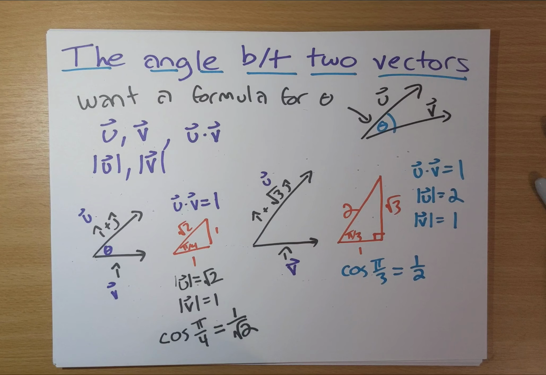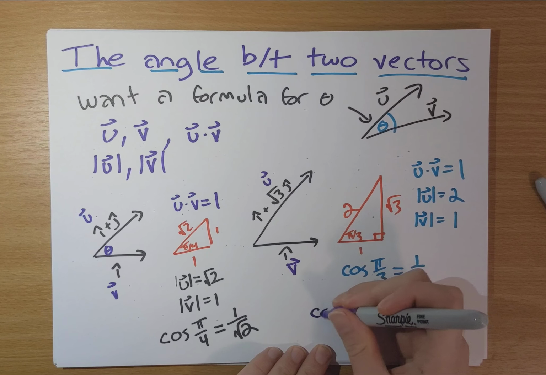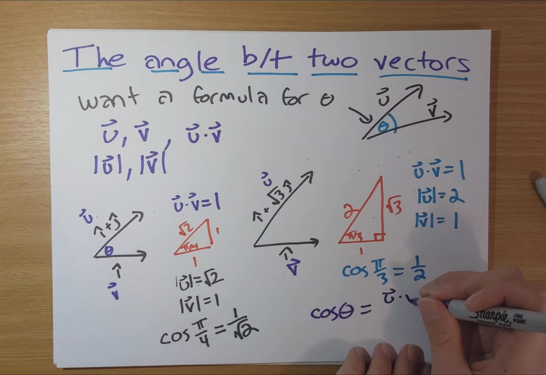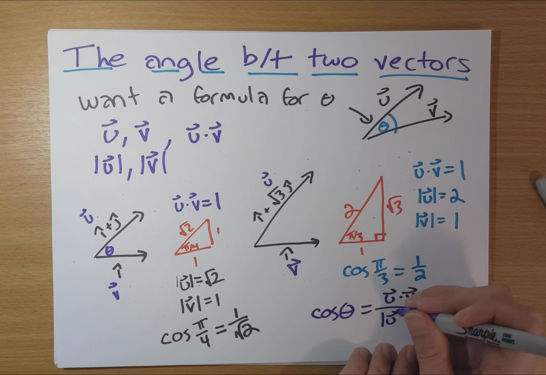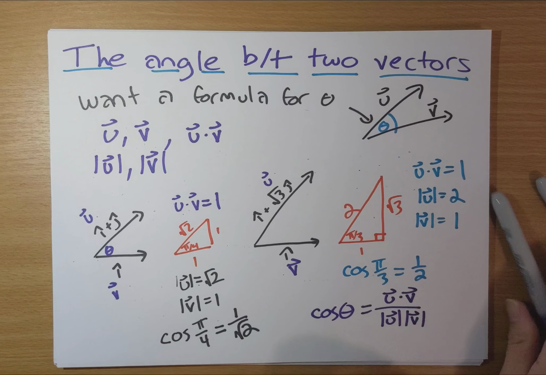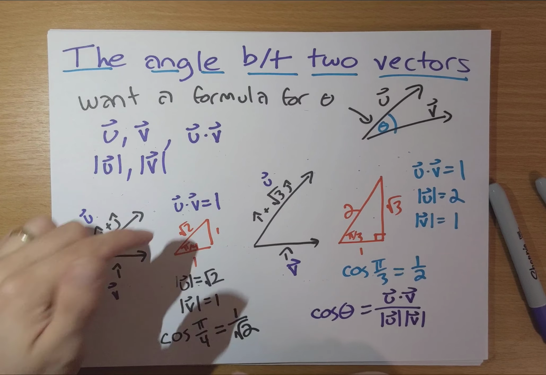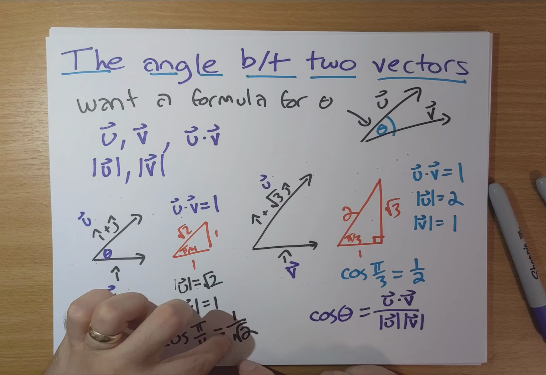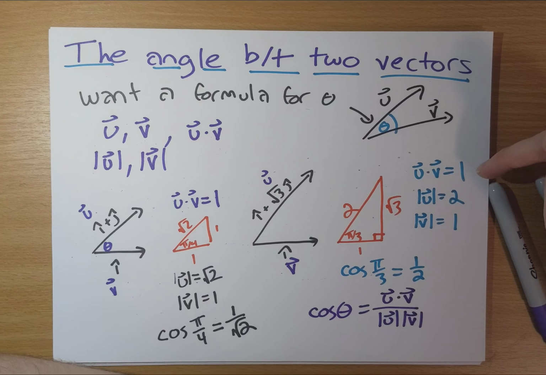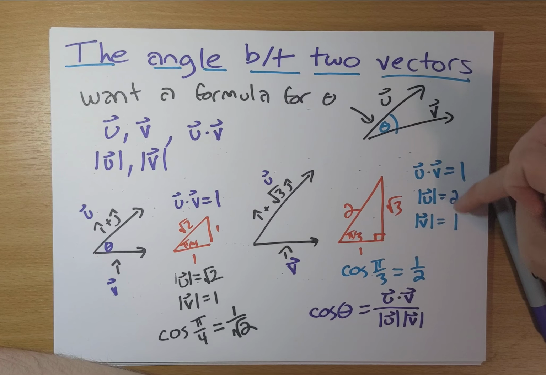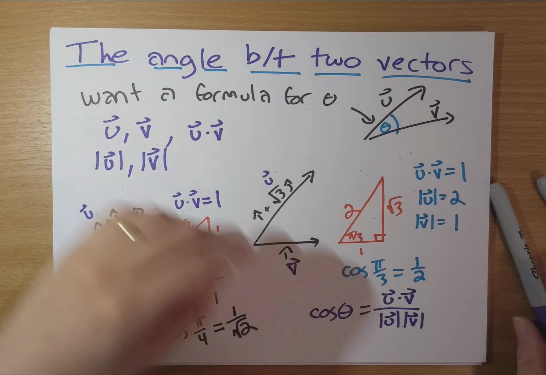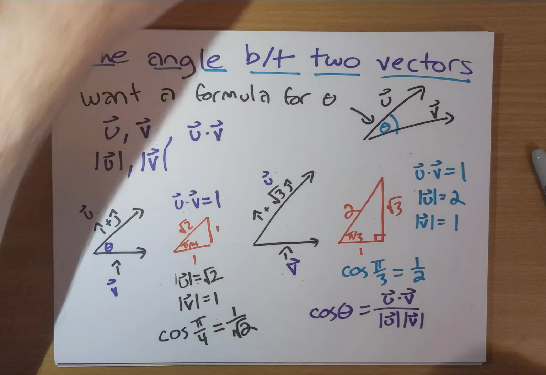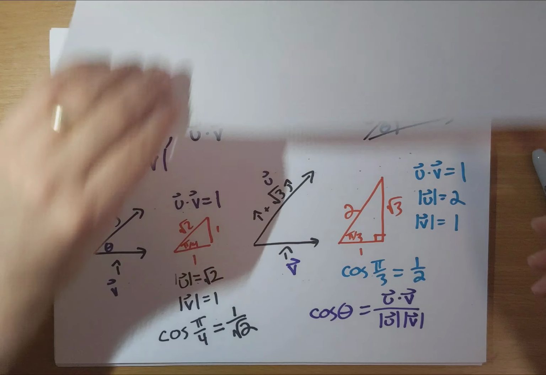Again, we want it to be symmetric here. So if we make cosine theta equal to u dot v over magnitude of u times magnitude of v, let's check this over here. That would be 1 over square root 2 times 1 over square root 2, that checks out. Over here, it's 1 over 2 times 1 over 2, that also checks out. And our formula is nice and symmetric. If we interchange u and v, we get the same thing here.